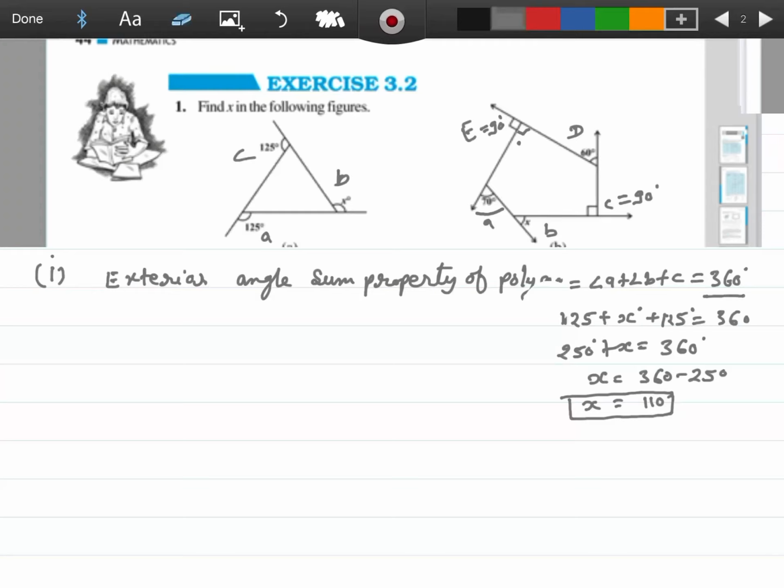So 5 angles are known, only one angle is unknown. You can see in this figure, the 5 angles we have found: 70, 90, 60 and 90. Only one angle is remaining here. So what you have to do, again, you will use the exterior angle sum property of a polygon. Exterior means outside.